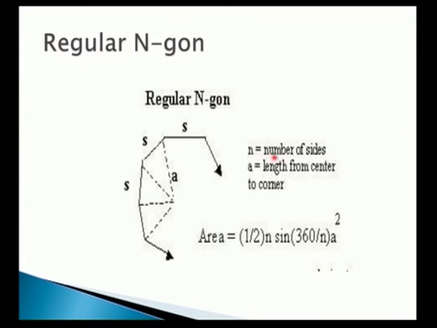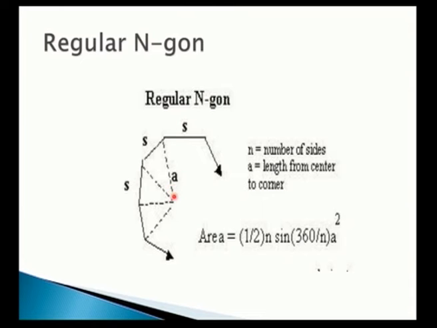This n is equal to the number of sides in that two-dimensional figure, where a is the length from the center to the corner. So, each side has 2 ends.